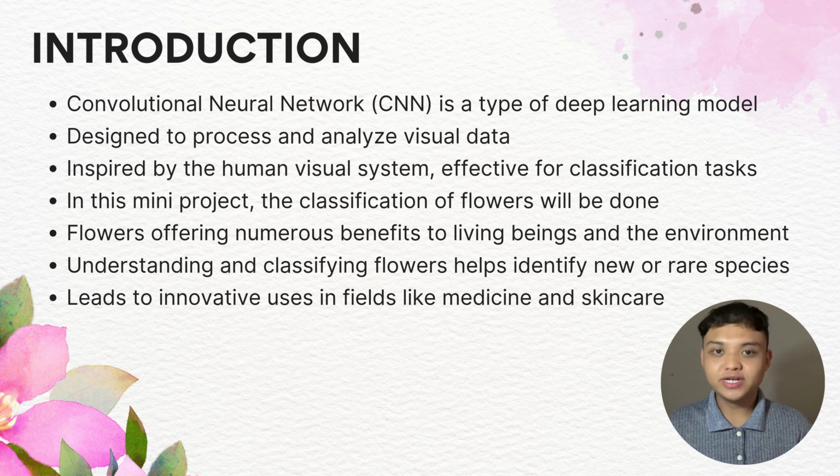A convolutional neural network, or CNN, is a type of deep learning model designed to process and analyze visual data, such as images and videos. CNNs are inspired by how the human visual system works, making it a good approach to effectively solve tasks that involve classification and recognition. In this mini project, the classification will be done on flowers.